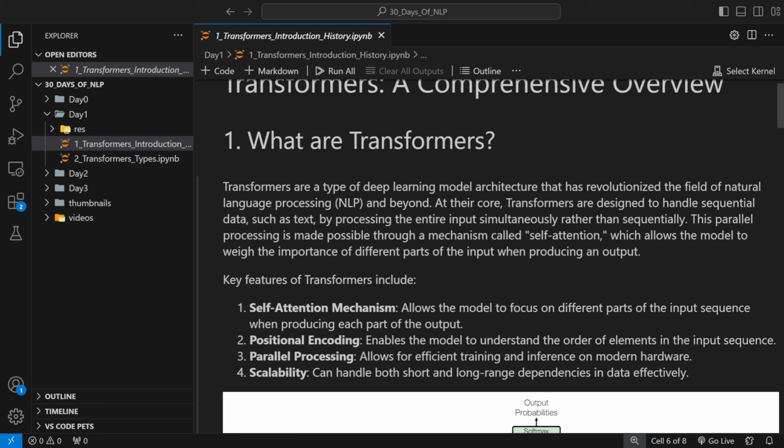Since you can process it in parallel, you can handle both short and long range dependency in data very effectively. So it is highly scalable. And the self-attention mechanism is a mechanism which will allow you to focus on the different parts of the sequence. So you have got your attention inside. And then another important component which was introduced in the transformer architecture was positional encoding, which will enable the model to understand the order of elements in the input sequence.